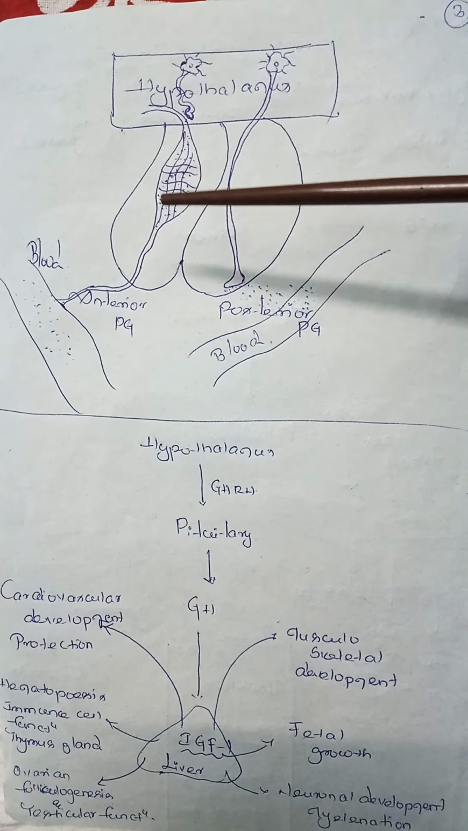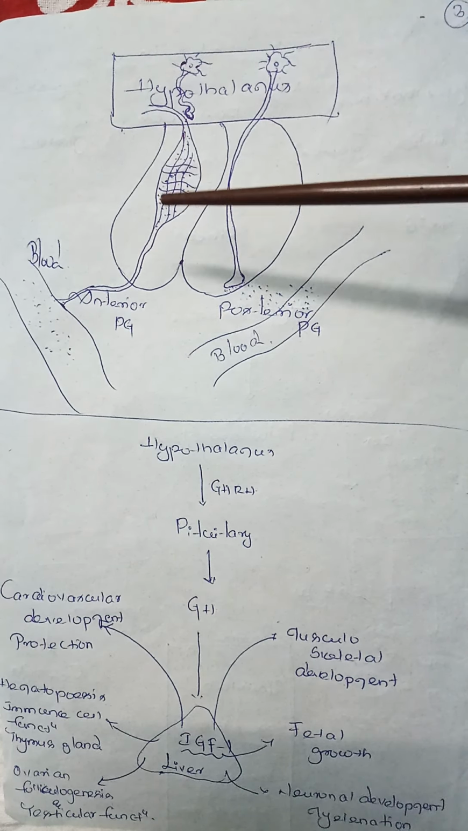So what will this signaling molecule do? This will do musculoskeletal development, fetal growth development, neuronal development, myelination, ovary folliculogenesis and testicular function. See, lots of functions it will do. That's why growth hormone. See, cardiovascular development and protection of the cardiovascular system, hematopoiesis, immune cell function, thymus gland development. Lots of functions it will do.